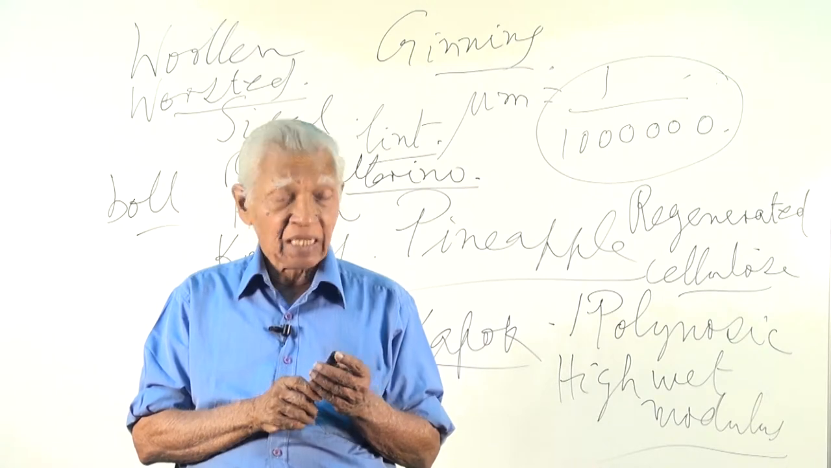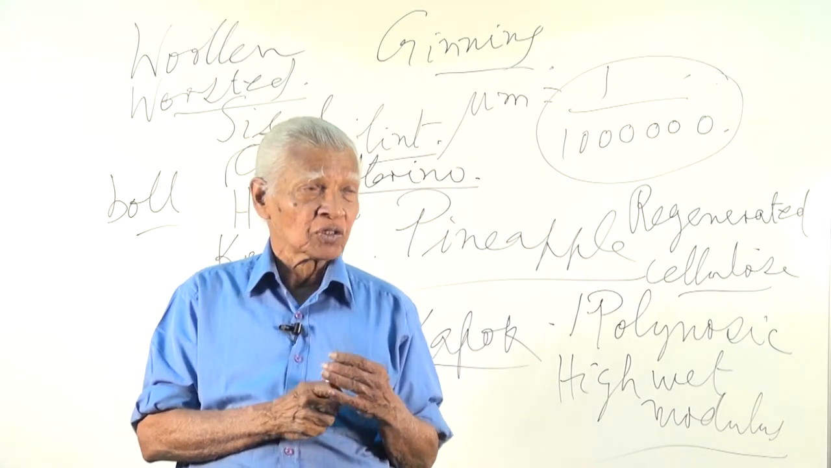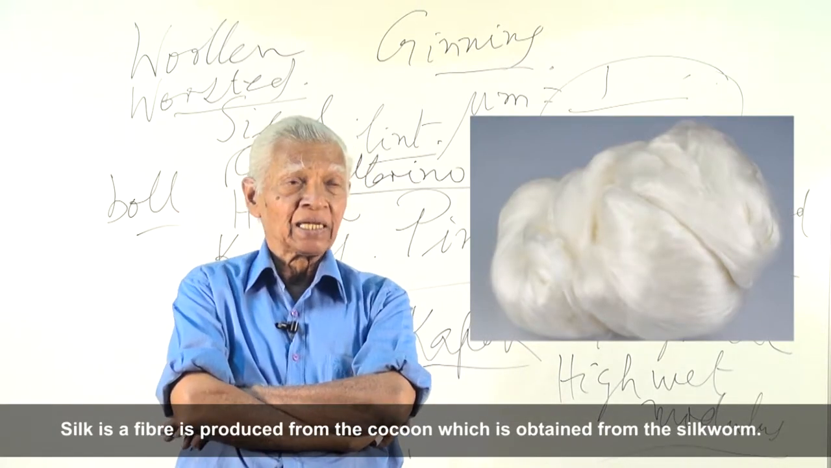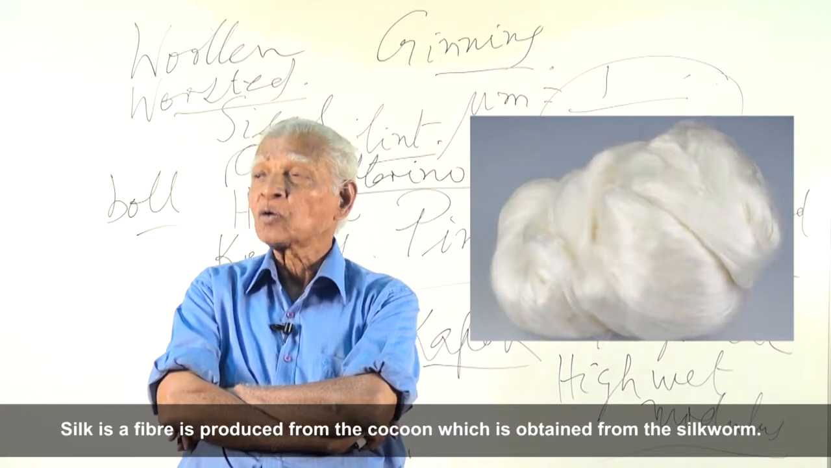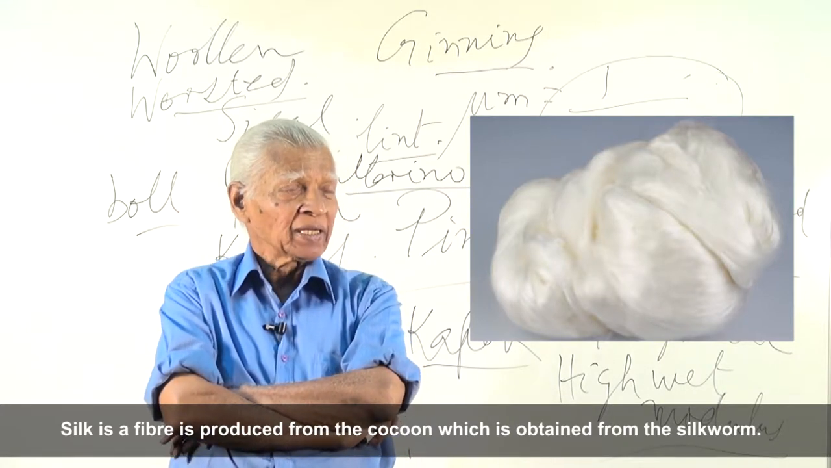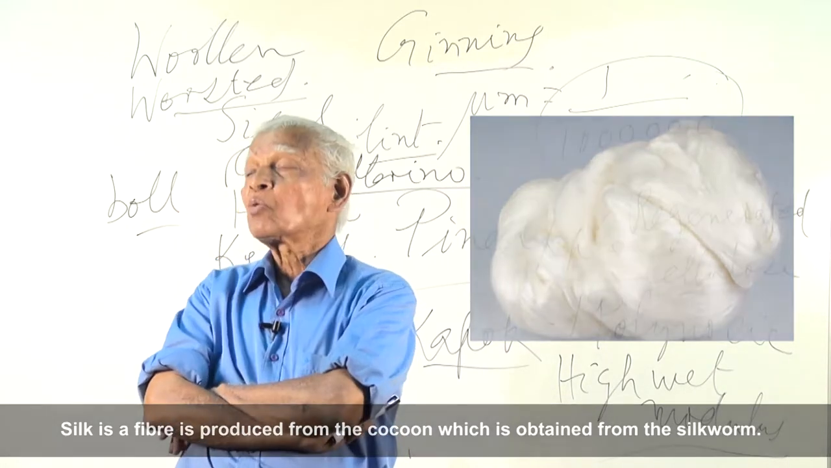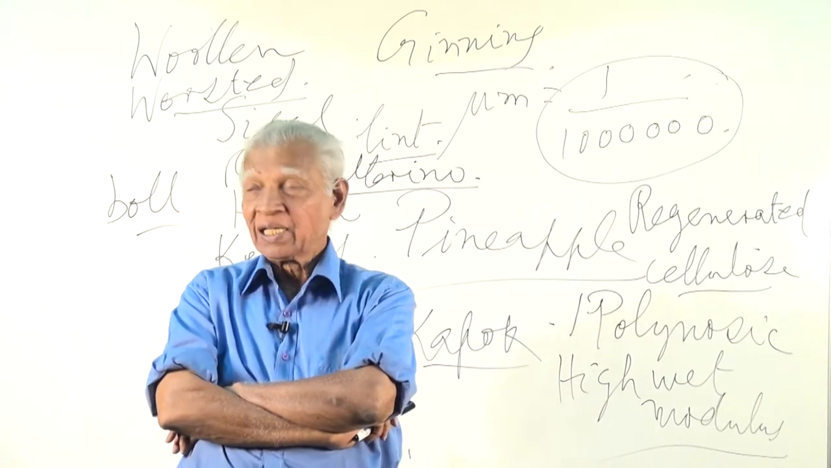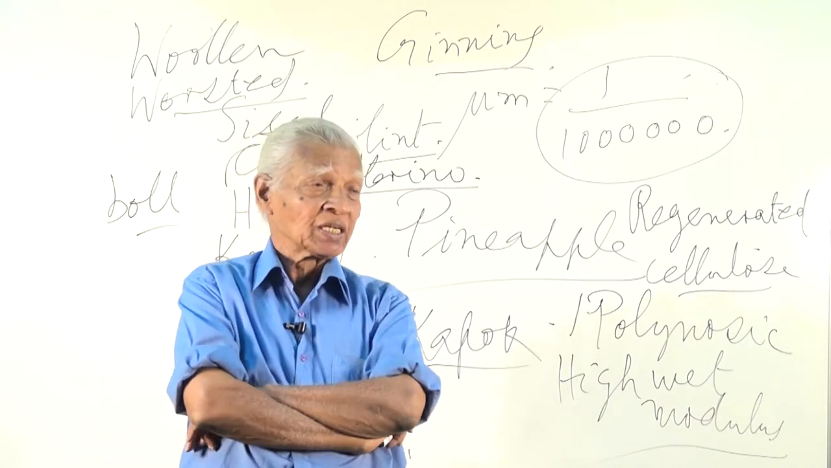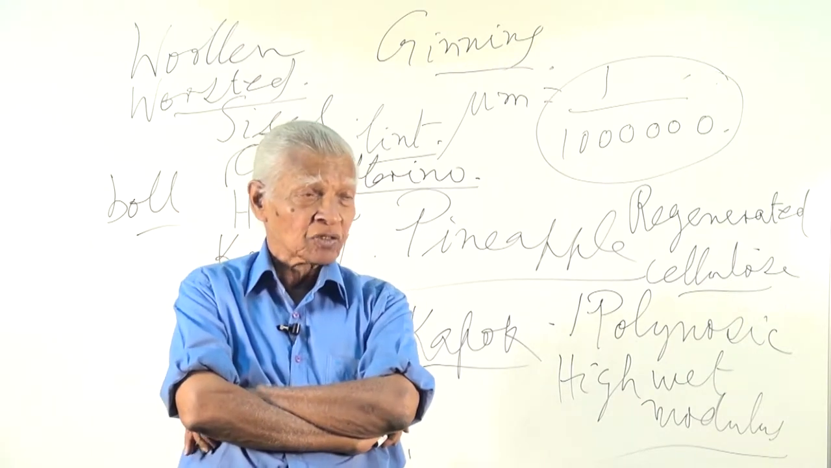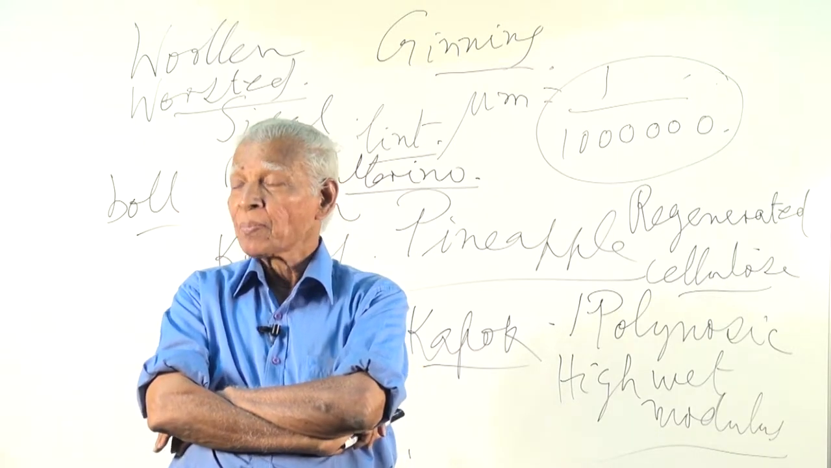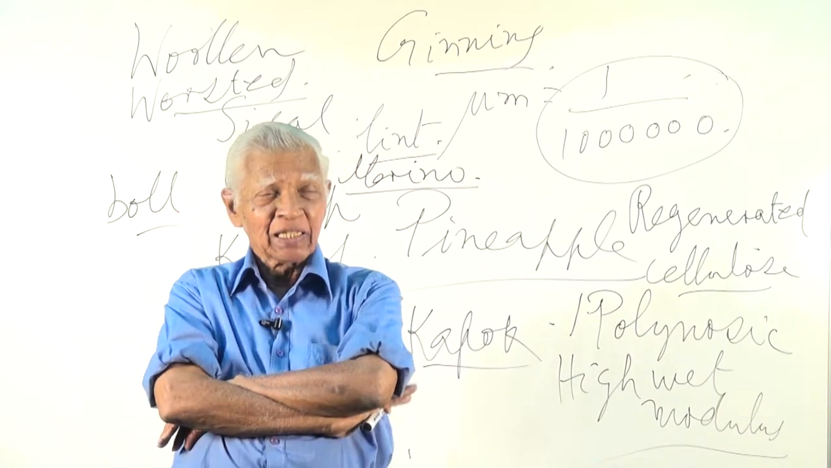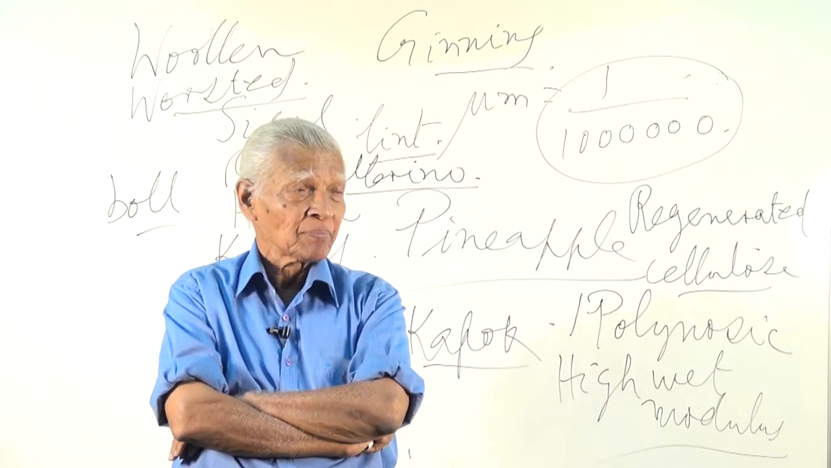Well, I was telling you about wool, and a few words about silk also I would like to say. Silk is a fiber which is continuous and which is produced from the cocoon, which is obtained by the silkworm. We have the mulberry plantation. These mulberry leaves are very rich in nutrition and they contain a lot of valuable materials also. A silkworm is fed with these mulberry leaves by chopping them off and then they grow in size.